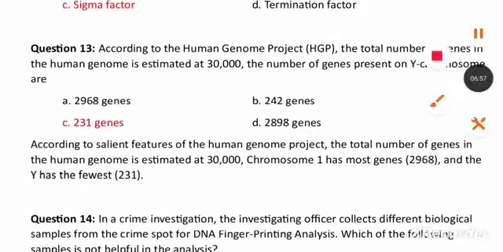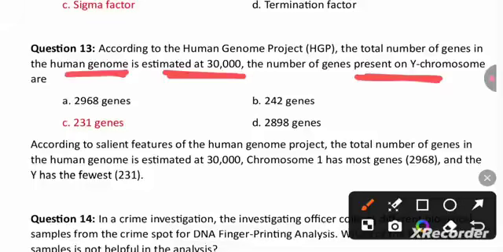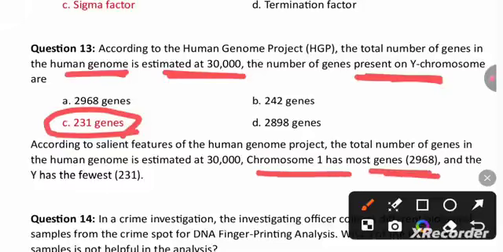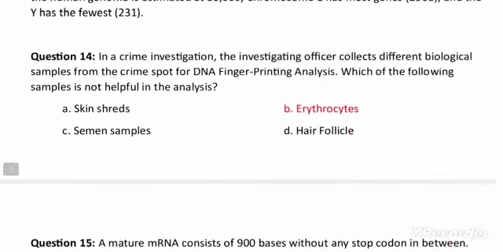According to the Human Genome Project, the total number of genes in the human genome is estimated to be 30,000. The Y chromosome has the least number of genes, only 231, whereas chromosome 1 has the most genes, that is 2968. So the answer for the question is 231, option C. It has the least number of genes.